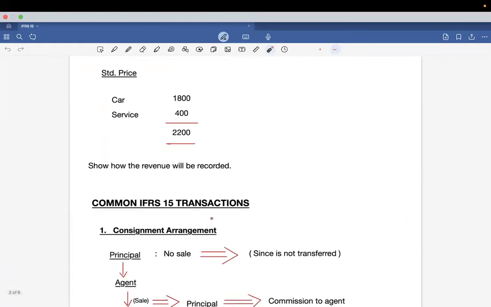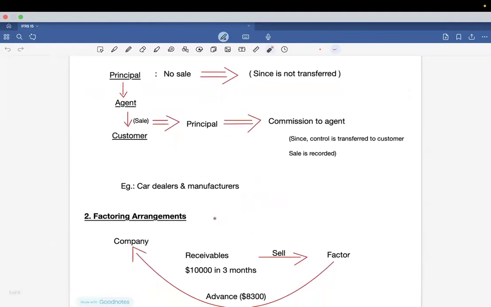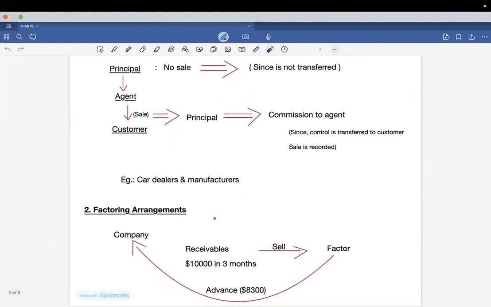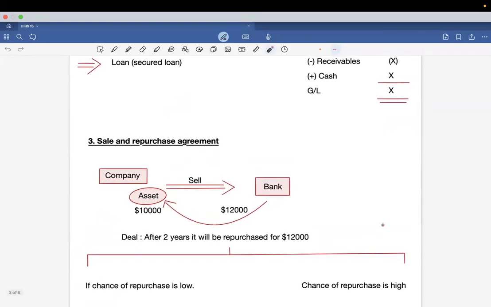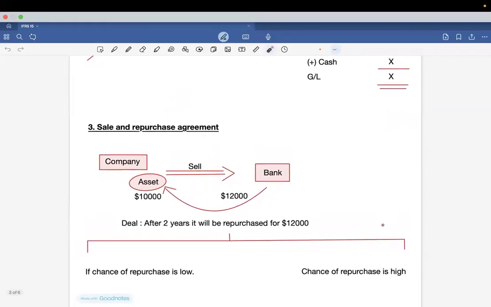Actually, your company is dealing in a factoring arrangement. So it depends on whether it is recourse factoring or non-recourse factoring. If your company is dealing with recourse factoring, then that means it's a secured loan. If your company is dealing with non-recourse factoring, then it is a sale. Understood?